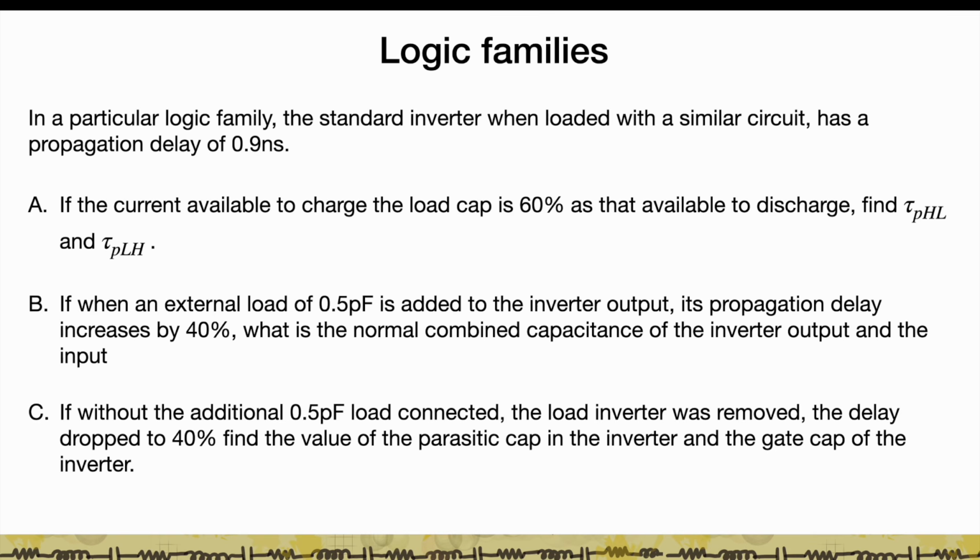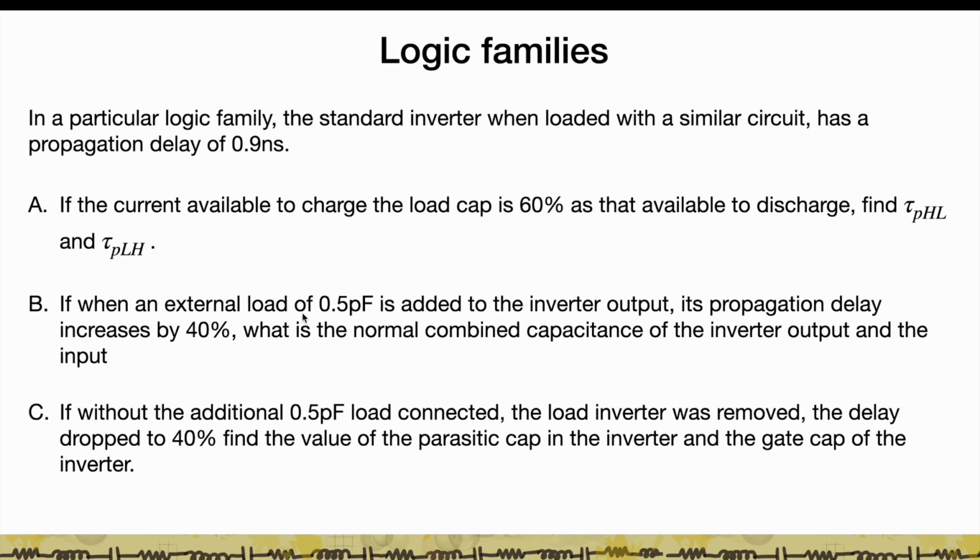Let's look at a generic logic family question. In a particular logic family, the standard inverter, when loaded with a similar circuit, which is the same inverter, has a propagation delay of 0.9. Now, if the current available to charge the load capacitance is 60% of that available to discharge, find tau PHL and tau PLH. So what we are saying is that the charging current of the PMOS is only 60% as effective as the NMOS. That is, the drive strength of the PMOS is only 60% that of the NMOS, and you're asked to find the rising and falling delays.